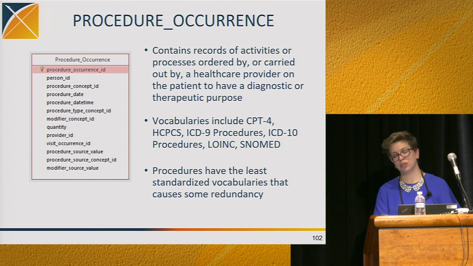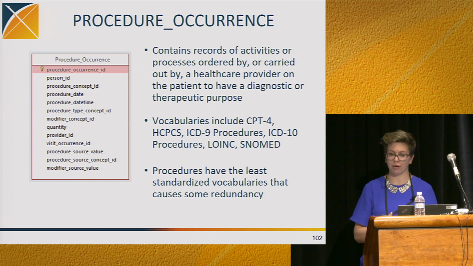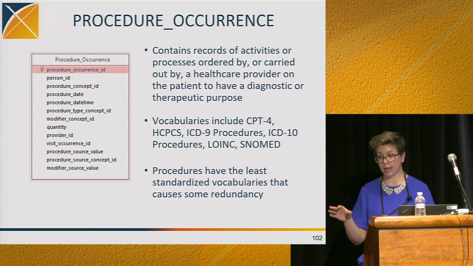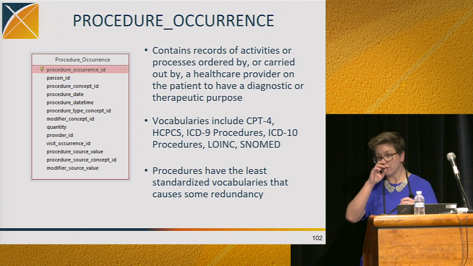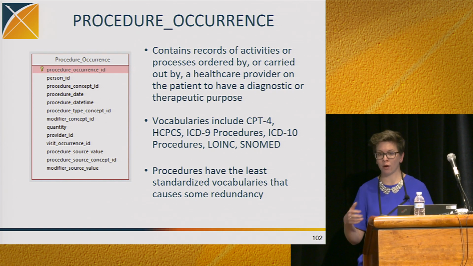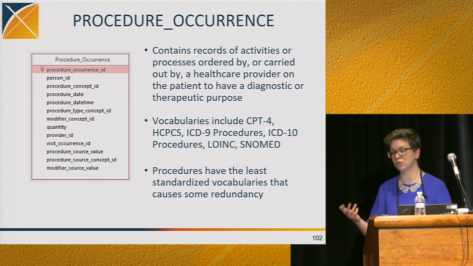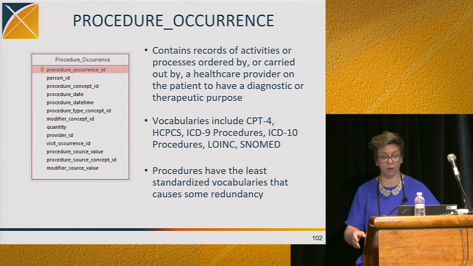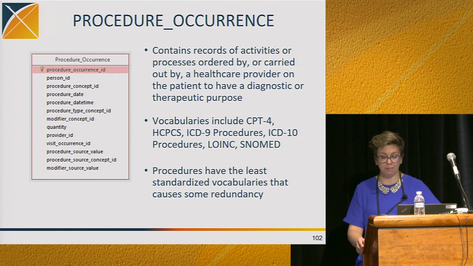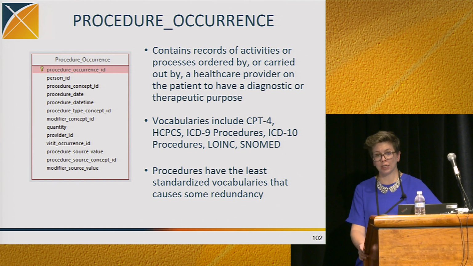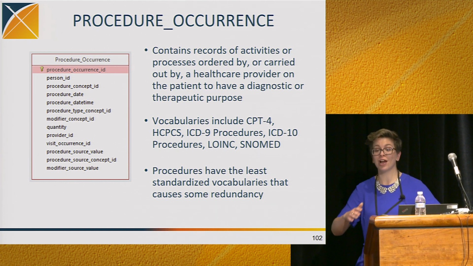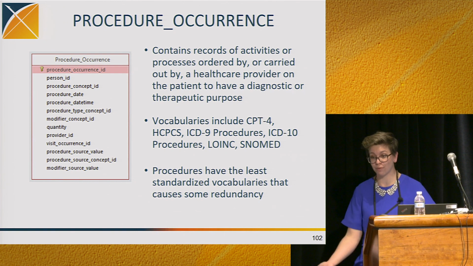As for the vocabularies in here, we've talked a lot about SNOMED today for conditions, and for drugs we've talked a lot about RxNorm. While there's a little bit of diversity in there, for the most part, the codes underneath and the standardized codes are pretty uniform. For procedures, though, it can be CPT-4, HCPCS, ICD-9 procedure codes, ICD-10 procedure, LOINC, or SNOMED. And this really comes down to, and Christian, you can correct me if I misspeak here, there's not a SNOMED for procedures. There's not an RxNorm for procedures.